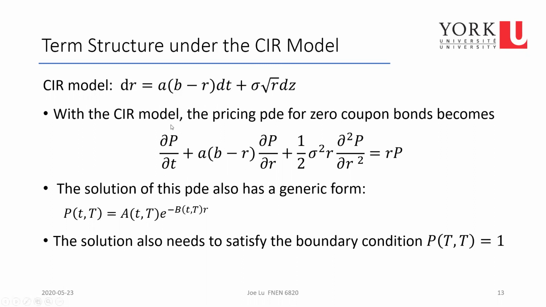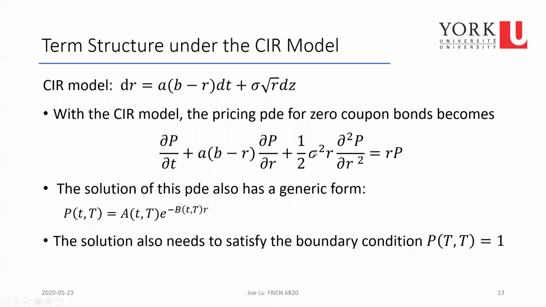Now, again, following the same analysis that we saw earlier, we will have this particular partial differential equation when we put in the relevant parameters here. So this is for the drift and this for the volatility squared. Note that compared to the Vasicek model, instead of having sigma squared, we now have sigma squared r. But nevertheless, the solution of this partial differential equation still has this same generic form here, okay?